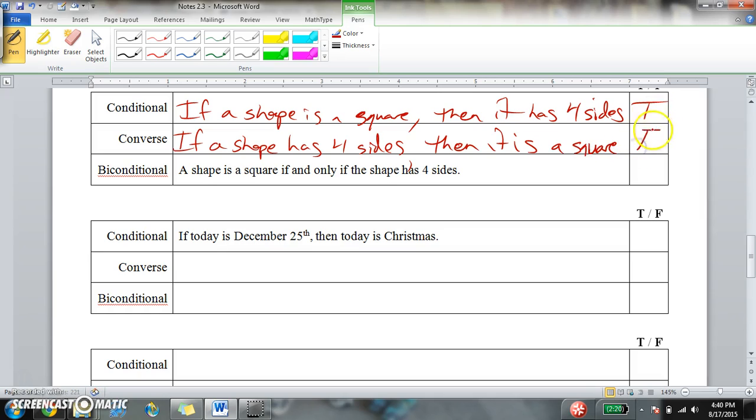That would not be a true statement. That would be false because we could have a shape that looks like this. This has 4 sides, but this is not a square. So, since this statement is false, the biconditional is automatically false.